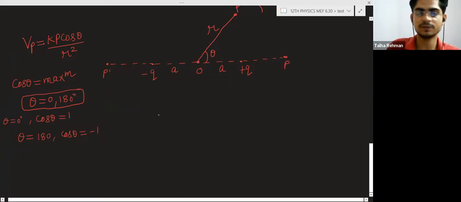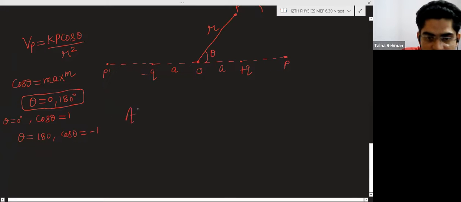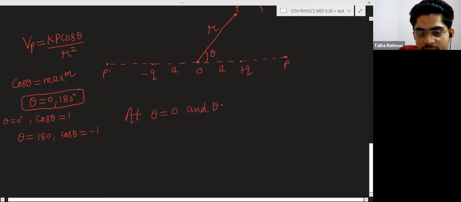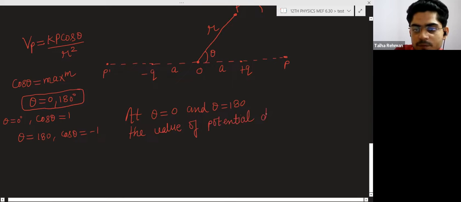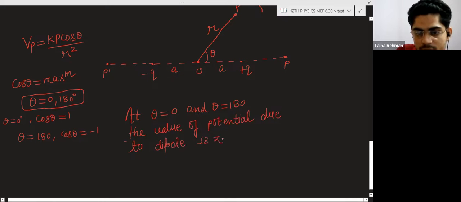You have written in the answer that at theta is equal to 180 degree. That is half correct. So you can say at theta is equal to 0 degree and theta is equal to 180 degree, the value of potential due to a dipole is 0.